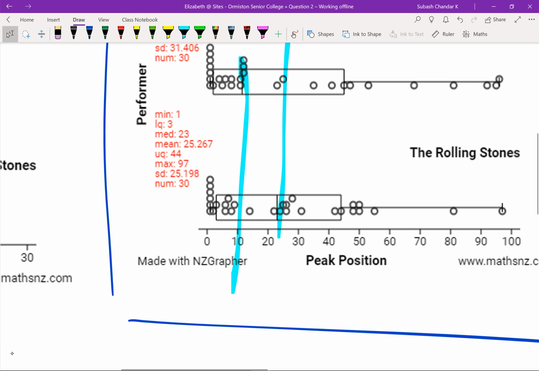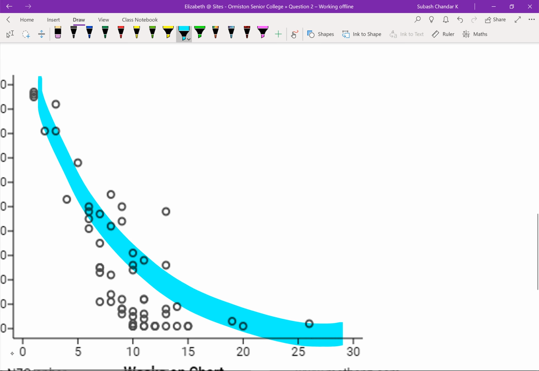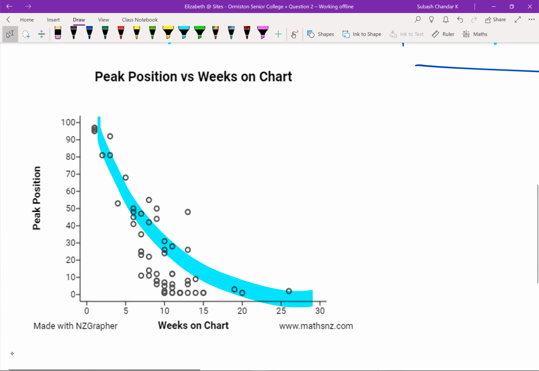So then our third graph, our scatter graph that we've got, we found that there's definitely some kind of relationship going on there between how long they are on the charts and their peak position. All right. So I need to combine those three conclusions together. All right. So what would you guys say?